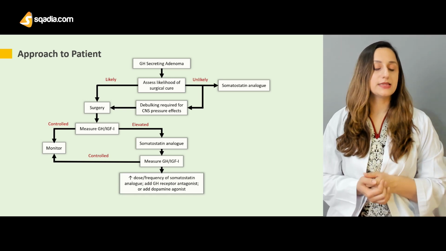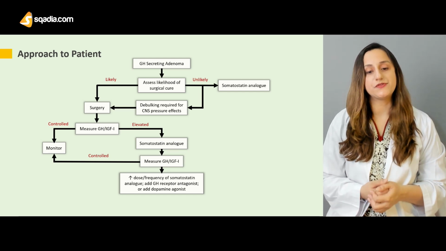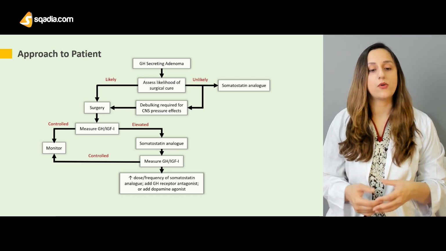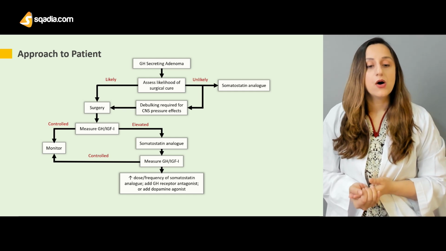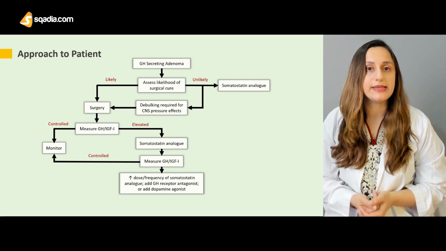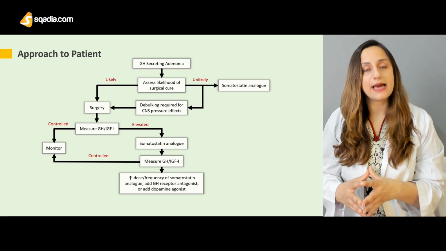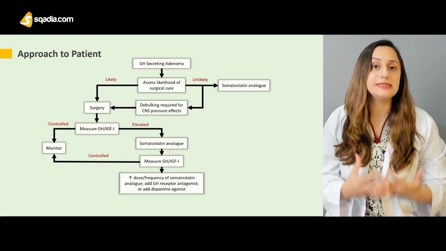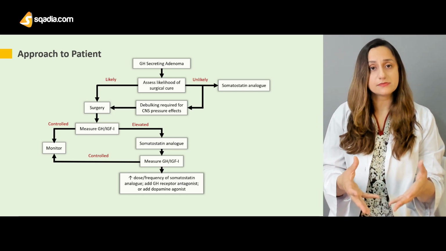In case there is a need, you can increase the dose or the frequency of the somatostatin analog, or you can even add on the growth hormone receptor antagonist, or you can have a coupling therapy along with the dopamine agonist. So these are some of the oral treatments, and they go side by side with the surgical debulking techniques that can be employed for the patient.